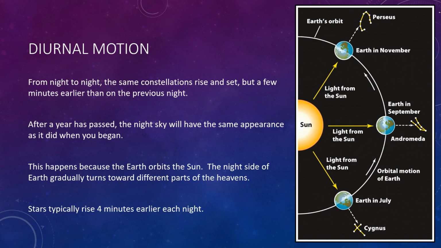This type of motion happens because Earth orbits the Sun. Over the course of a year, Earth makes one complete orbit, and the darkened, nighttime side of the Earth gradually turns toward different parts of the heavens. Hence, the particular stars that you see in the night sky are different at different times of the year.